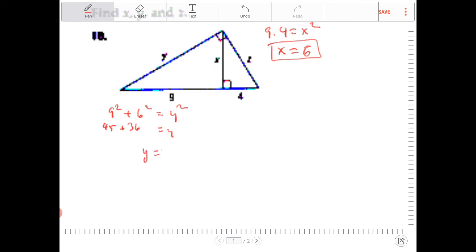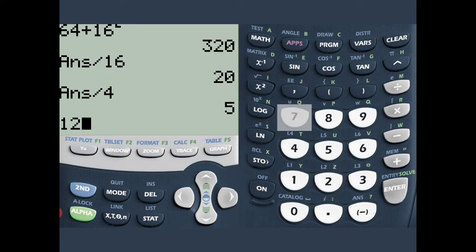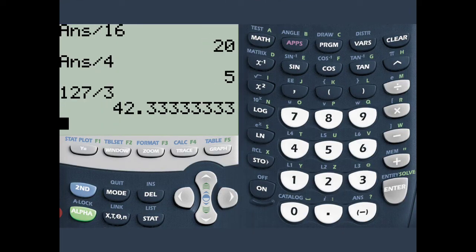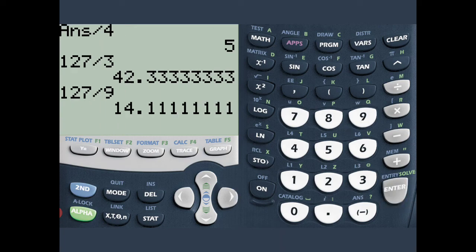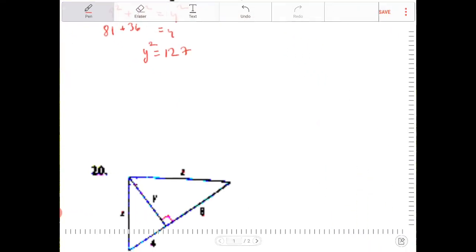So y squared will equal to, I'm sorry, I'm not thinking. 9 squared is not 45. 9 squared is 81. So that will be 117. Is 117 divisible by anything here? Is it divisible by 3? Is it divisible by 9? Right, so I will just leave my answer as it is.